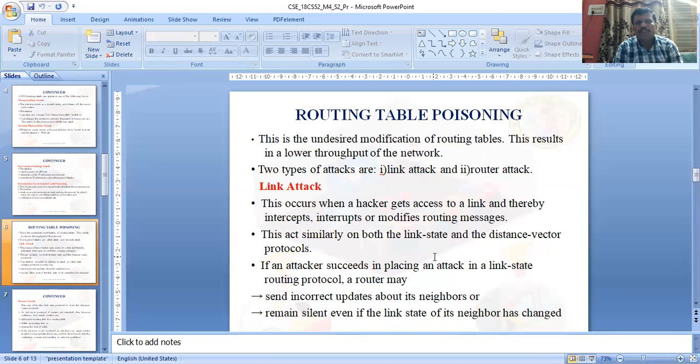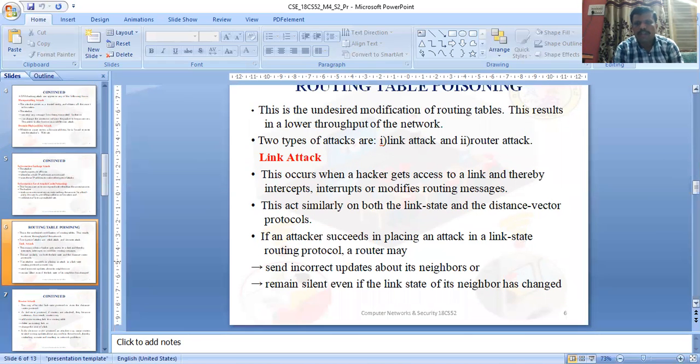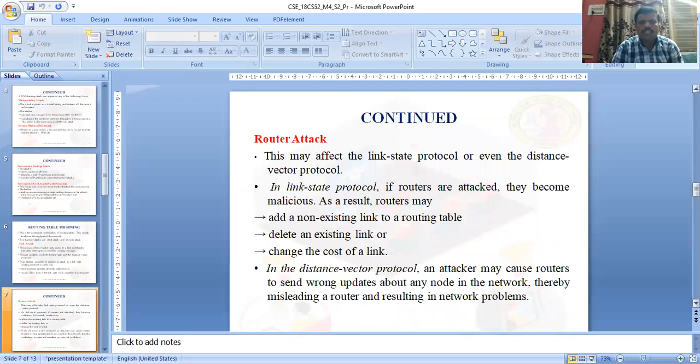To move forward, the packets to the next neighboring routers may not be known as and when the hackers attack the particular routers. So this is a router attack. This may affect the link state protocol or even the distance vector protocol. In the link state protocol, if the routers are attacked, they become malicious. As a result, a router may add a non-existing link to a routing table.